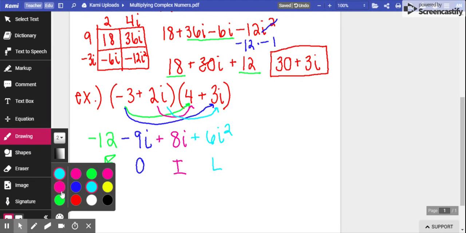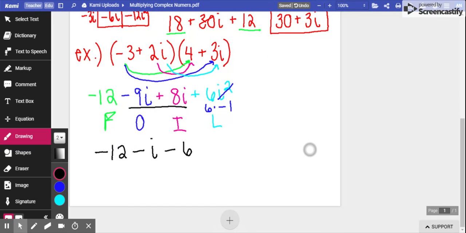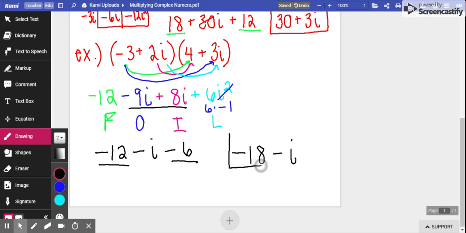Again, we can change that our i squared is equal to -1, so I will replace that right there. So I really have 6 times -1 in that spot. I can also combine my like terms of the center two portions. So I'm left with -12 minus i minus 6, because 6 times -1 is a -6. When we again combine our like terms of -12 and -6, we end up with -18 minus i. And that would be our complex number solution to this particular multiplication problem.